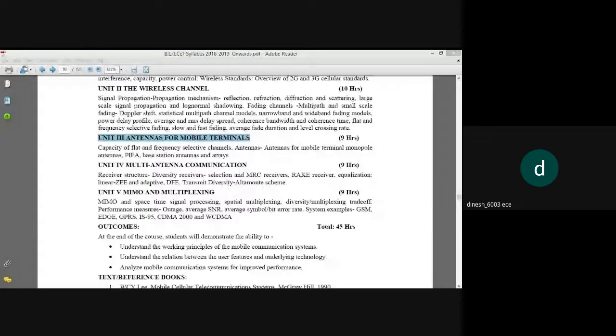Today we are going to start unit number 3. The title of unit number 3 is Antennas for Mobile Terminals. So we are going to design an antenna which is used in mobile systems, mobile telephones or mobile users, and see how they are being configured. And how this antenna is designed at base station level.